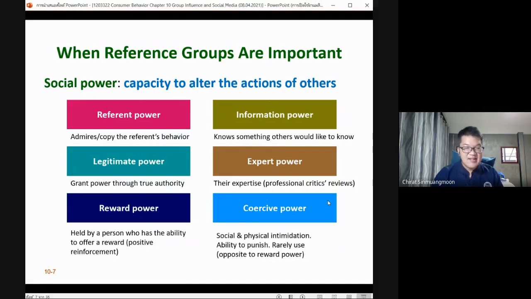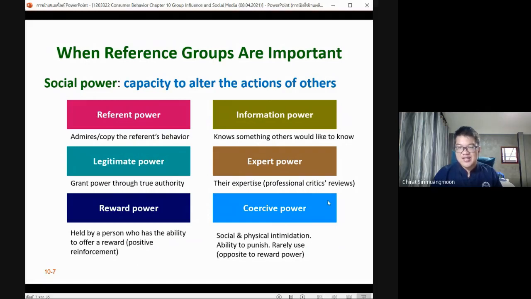Okay, legitimate power. Legitimate power is about power in terms of true authorities, like police, doctors, lecturers, the prime minister. They have true authority in terms of the job they're doing.